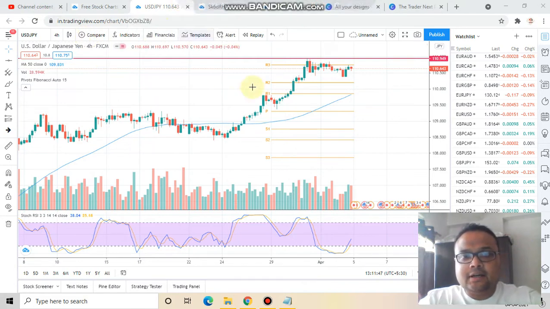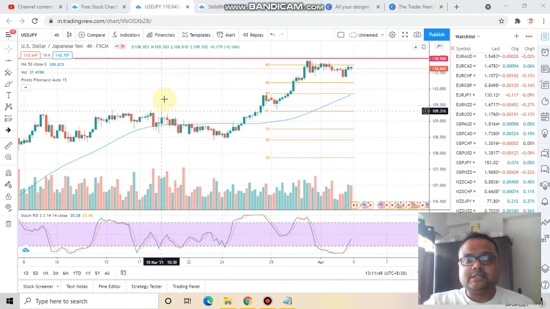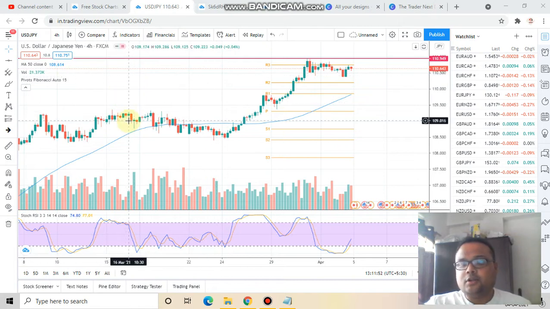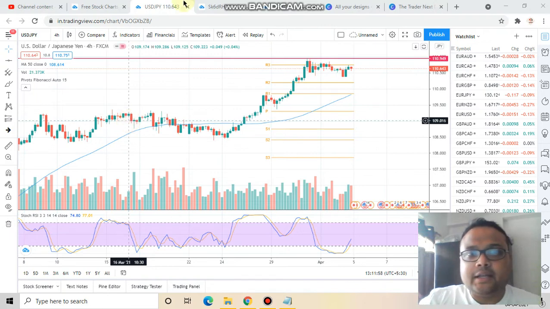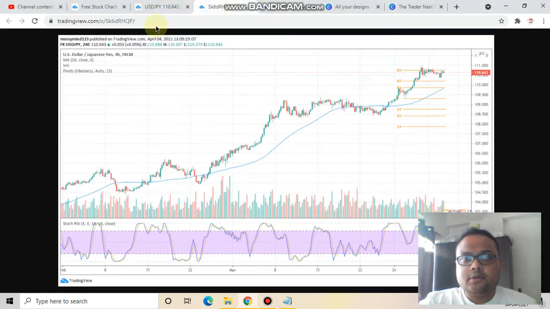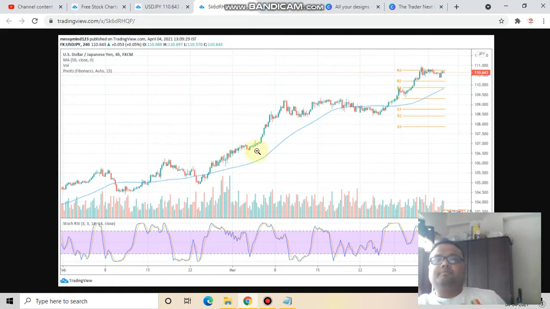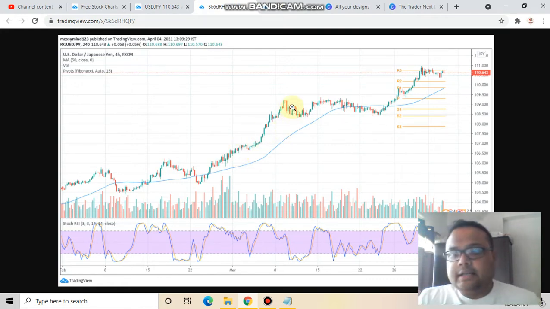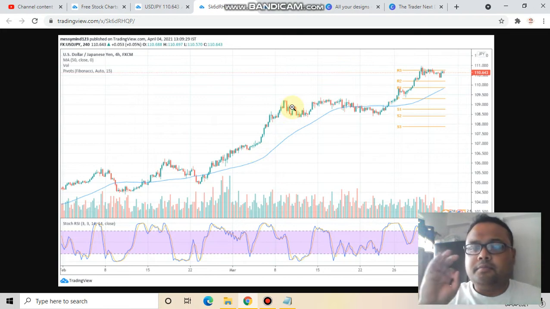As you can see, this is a chart of US dollar Japanese yen. As we all know, this pair has been in an uptrend for a long period of time, a very nice uptrend. This is the overall chart, and just by looking at it, anybody can tell it's a beautiful chart, a very bullish chart. There is no doubt about it.